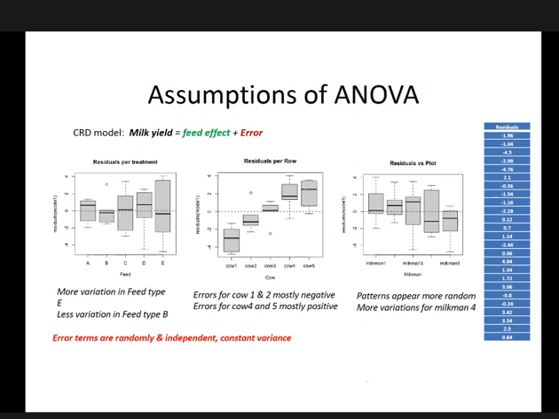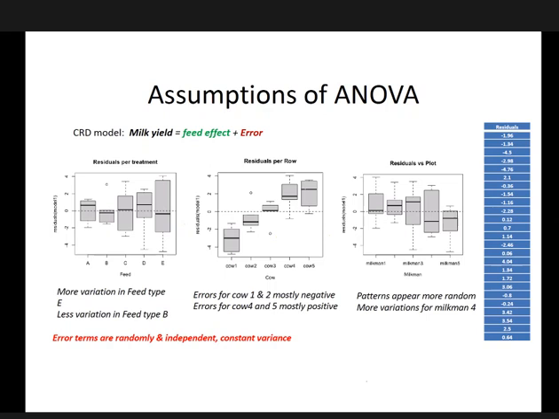Now the residue in this case is the difference between the value that the model predicts and the actual value that you have there. Now let's look at the cows. Which cow has the highest variability in the residue? Cow 1. Okay. Do you see anything strange about the residues for the cows?